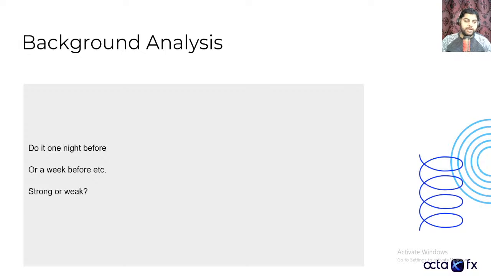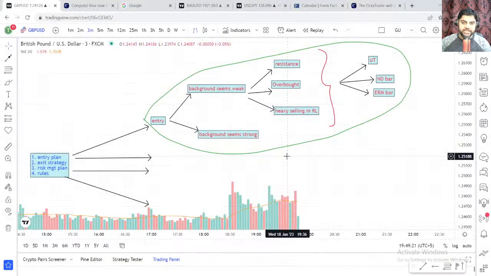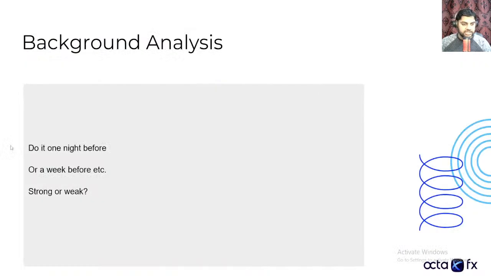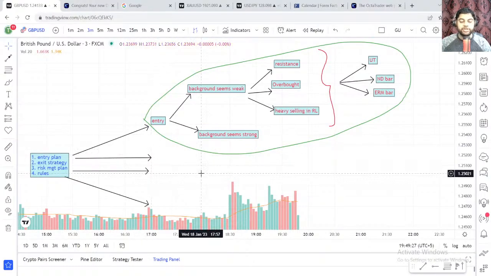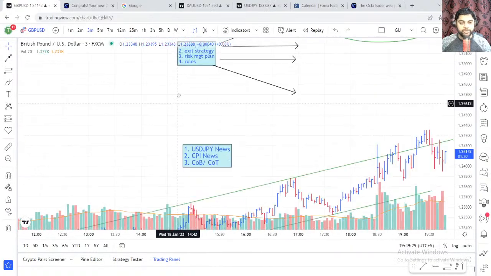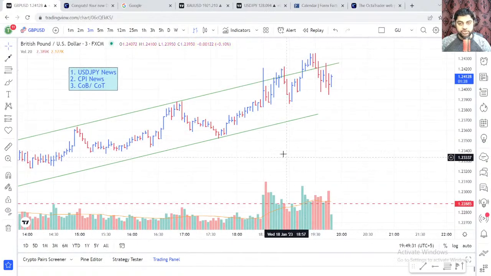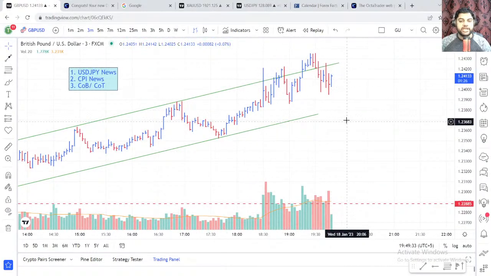Okay, now first of all, how do we conduct the background analysis of any market? How do we conduct the background analysis? Well, the background analysis is pretty easy and also pretty difficult at the same time, and I am recommending that you do it one night before, because you have to do it in such a way that you remember it on the next day as well.